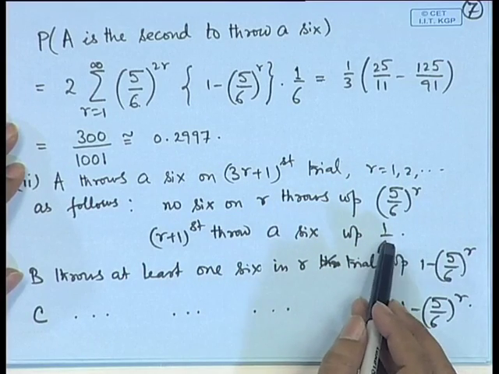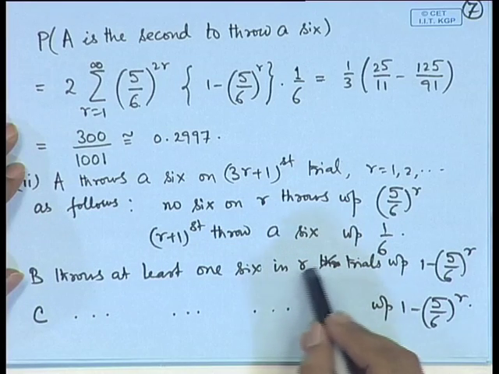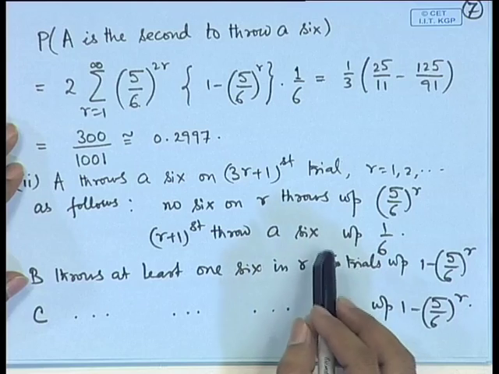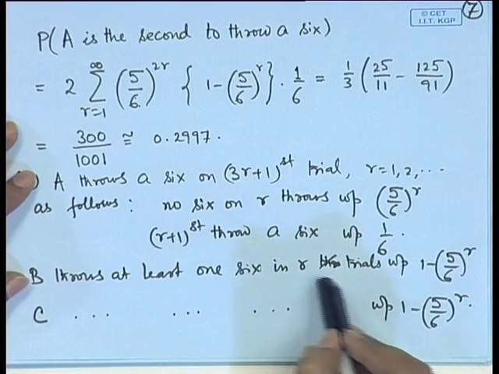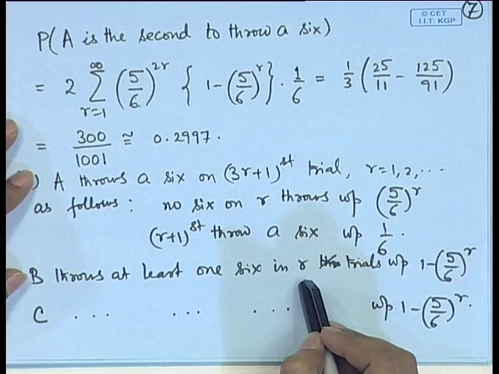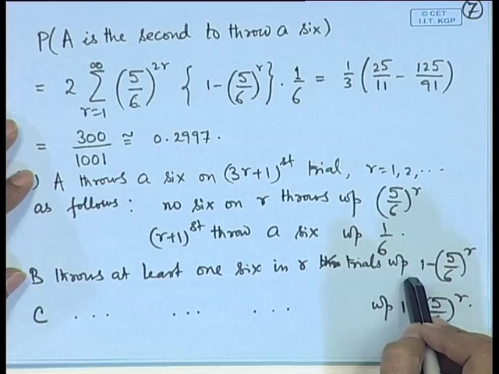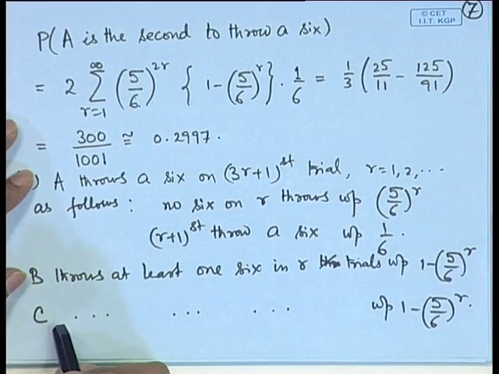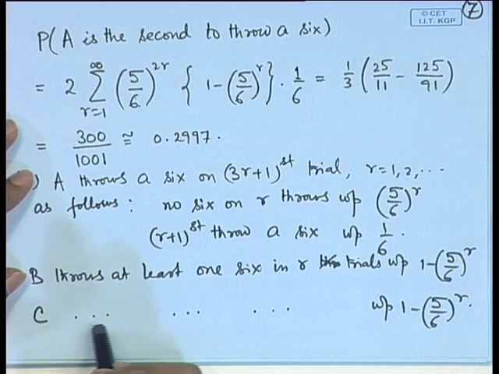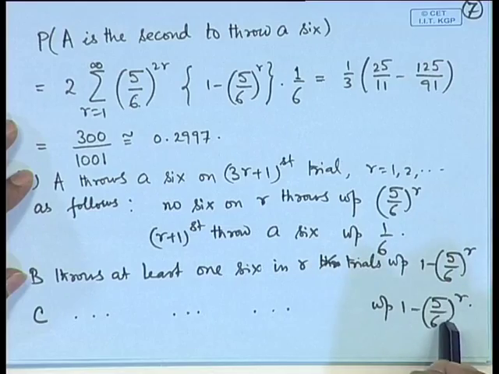And if he is the last to throw a 6, that means both B and C must be able to get at least 1 six in their r trials, which are held before the 3r plus 1th trial. So, using the argument which we gave in the first part of this problem, the probability that B throws at least 1 six in r trials will be 1 minus (5 by 6) to the power r. And in a similar way, the probability that C throws at least 1 six in r trials will be 1 minus (5 by 6) to the power r.